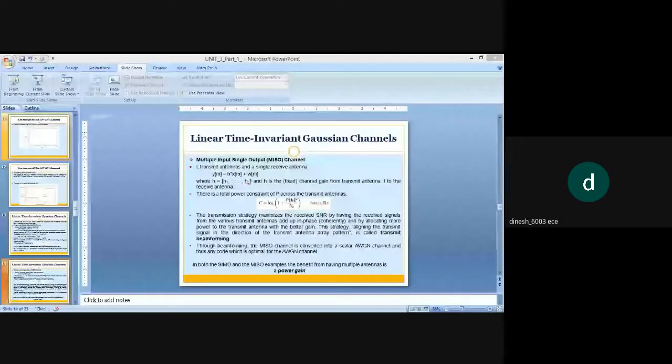Through this beamforming only, the multiple input single output channel is converted into a scalar additive white Gaussian noise channel, and then any code, turbo codes, convolution codes can be utilized for optimally retrieving the signals. So in both the single input multiple output and multiple input single output examples, the benefit of having multiple antennas, either at the transmitter or receiver, is that it has a good power gain. This is the reason for choosing it.